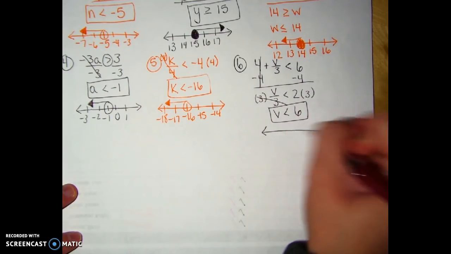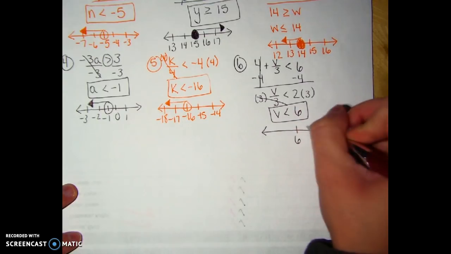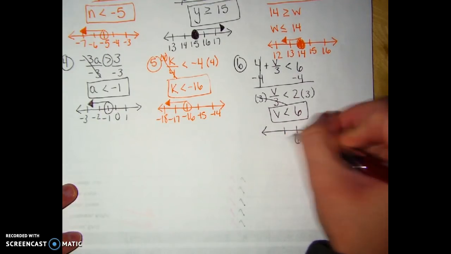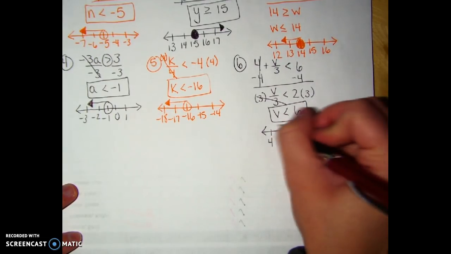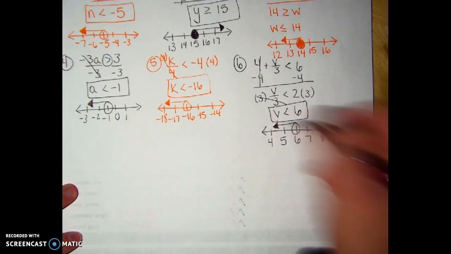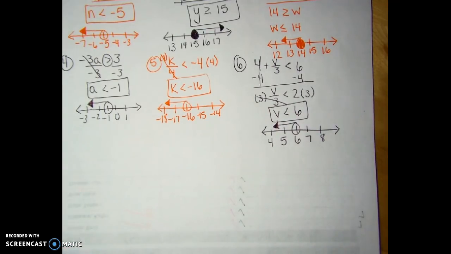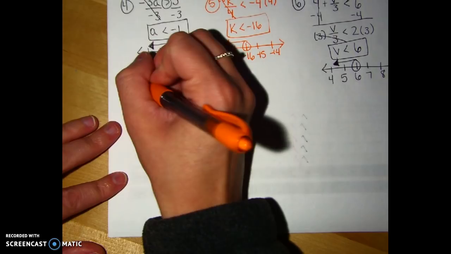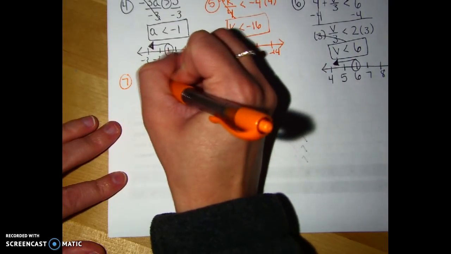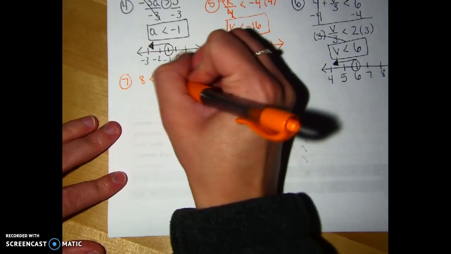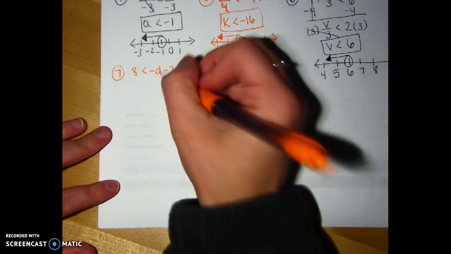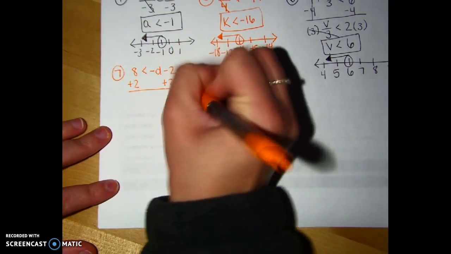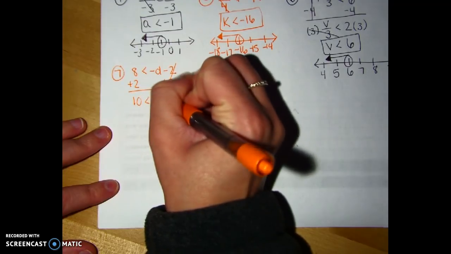Okay, let's do our number line. Open circle at 6, and it's going towards the left. Okay, let's try another one. Number 7. 8 is less than negative d minus 2. Add 2 to both sides. 10 is less than negative d.